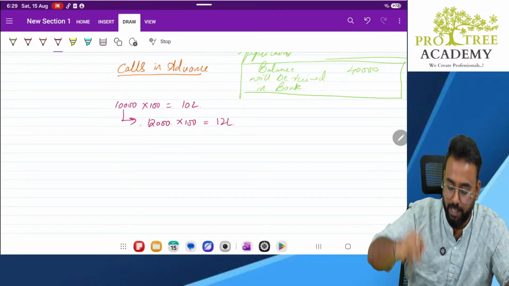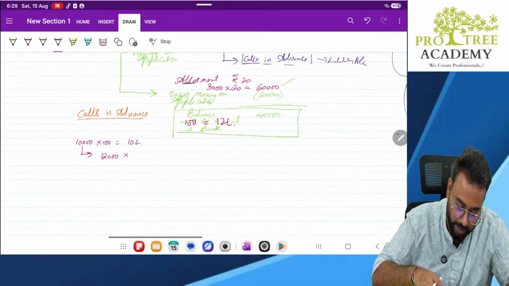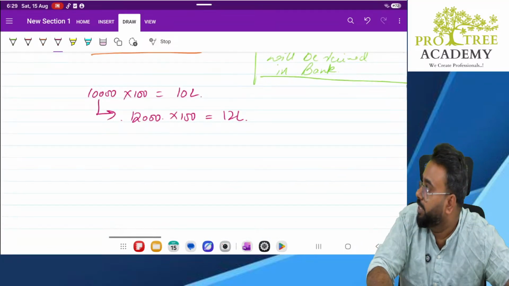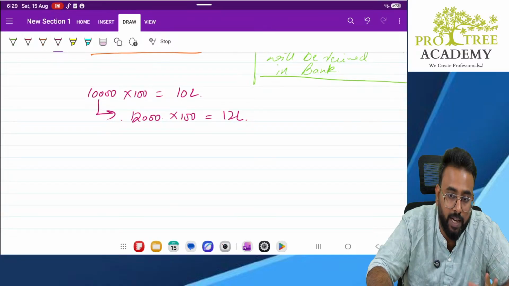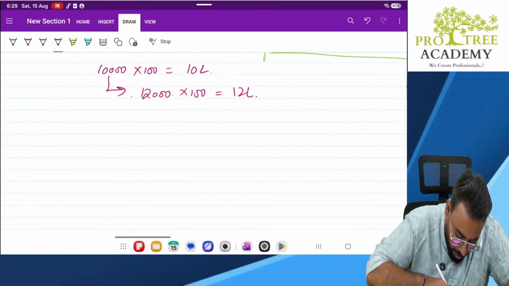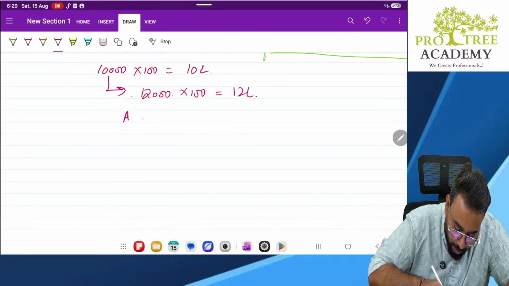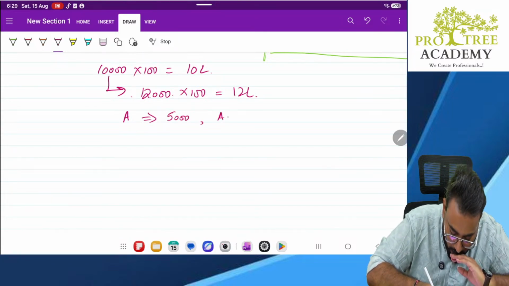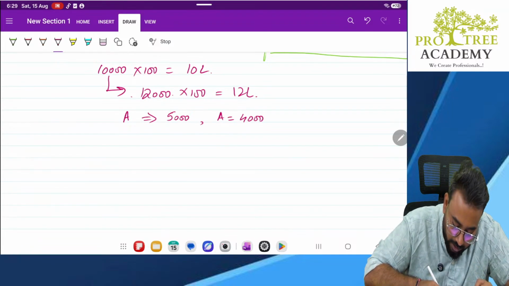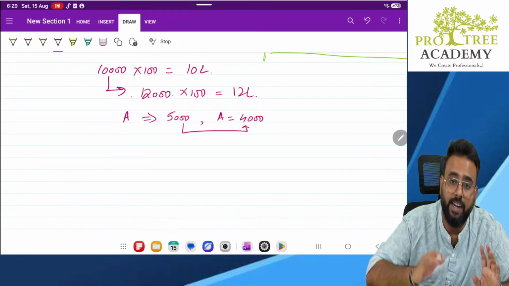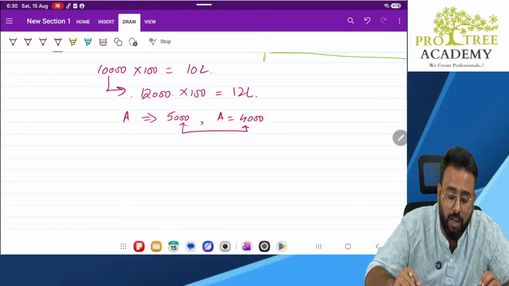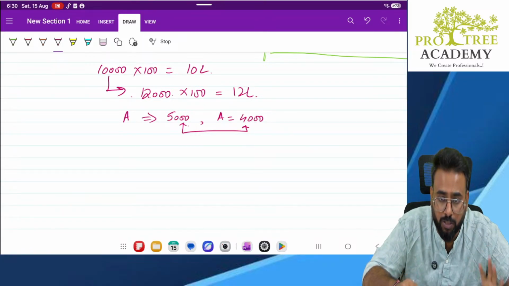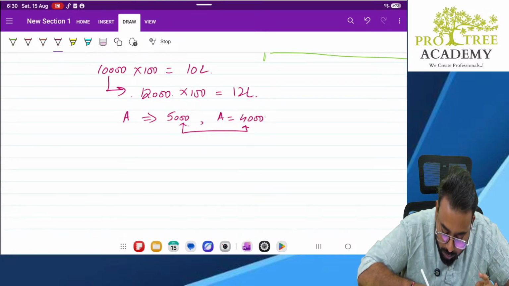Now I told you yesterday we saw pro rata allotment, correct? Instead of rejecting the entire 2,000 shares, I did a pro rata allotment. Say for example, Mr. A applied 5,000 shares, but he got only 4,000. So this extra 1,000, I didn't reject the entire 5,000 shares which he applied. Instead, I said, you have applied 5,000, but I will allot you only 4,000.